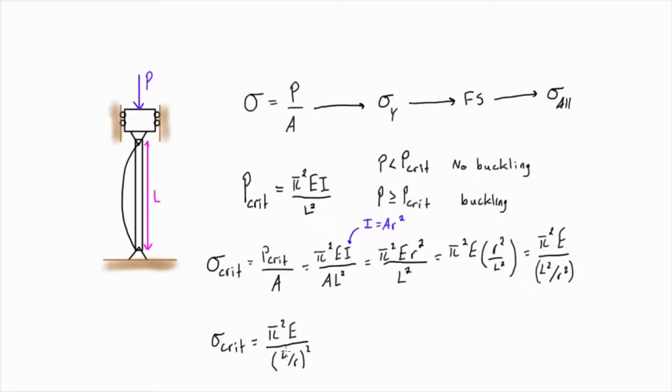Now this L over R here is what we call the slenderness ratio. Basically, the more slender a column is, the bigger this number will be, and the smaller the critical stress it will be able to support without buckling.